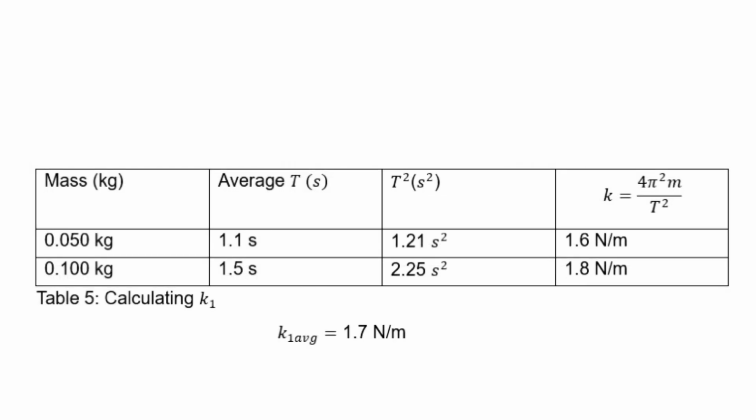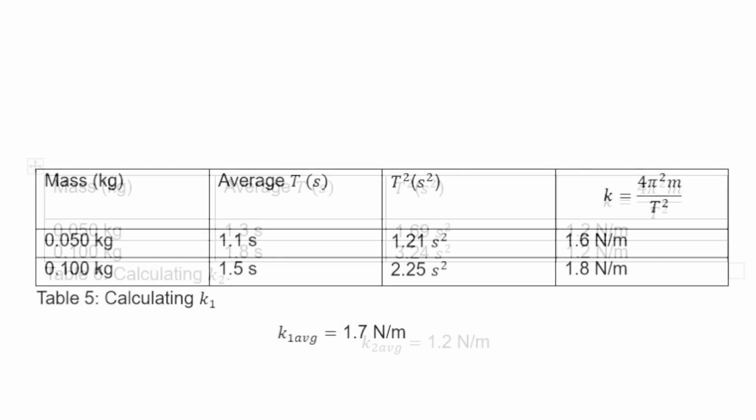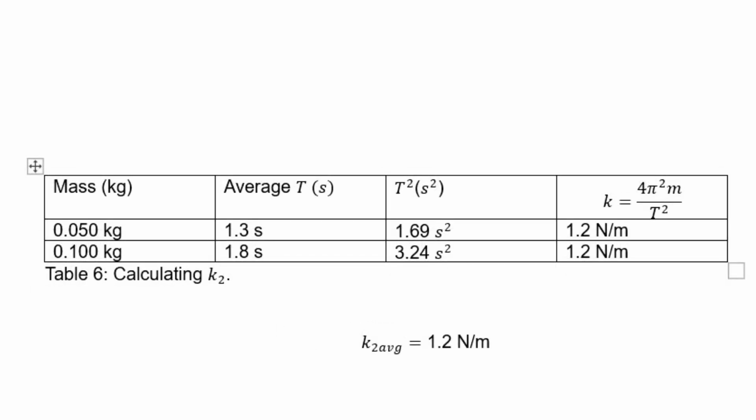After collecting all period measurements, I calculated the average period for each mass and spring. Then I squared the average period to obtain T squared. I took pi as 3.14. Then I calculated the spring constant for each case. Finally, I found K1 for the first spring and K2 for the second spring and compared the results to determine which spring was stiffer.